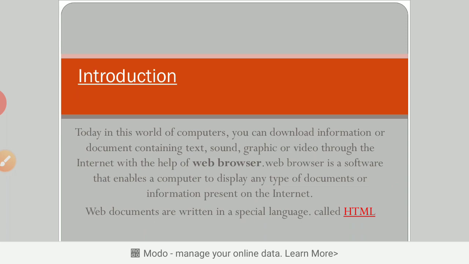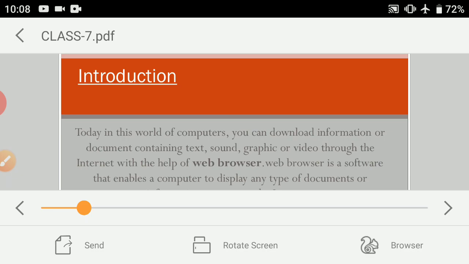Today in this world of computers, you can download information or documents containing text, sound, graphics or video through the internet with the help of a web browser. A web browser is software that enables a computer to display any type of document or information present on the internet. Web documents are written in a special language called HTML.